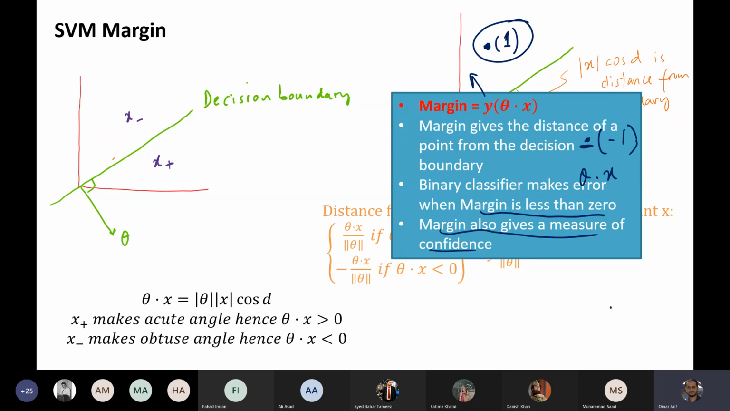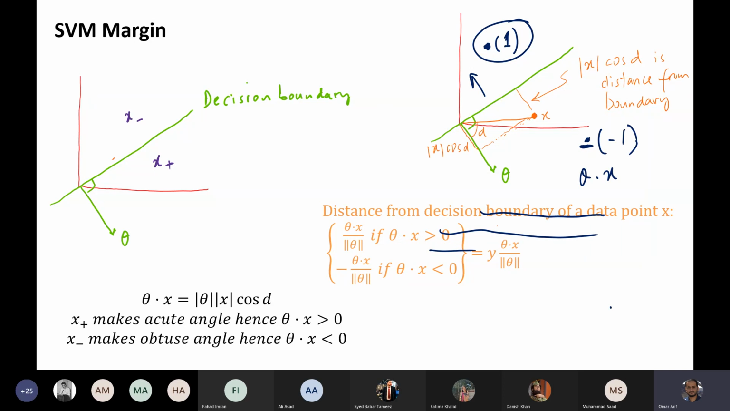And why is that? Because my margin gives you a value. If the value is less, it means your point lies close to the boundary. If the value is greater, a big value, then you know it lies far from the decision boundary. One point lies here and one point lies here. This would have a smaller margin, this would have a larger margin because its distance is greater.